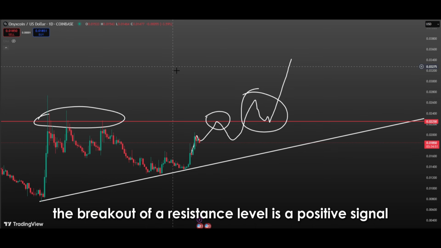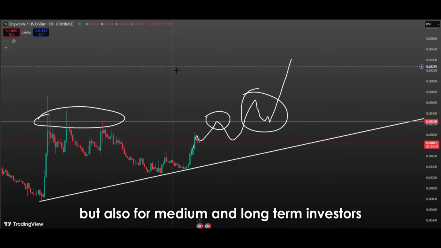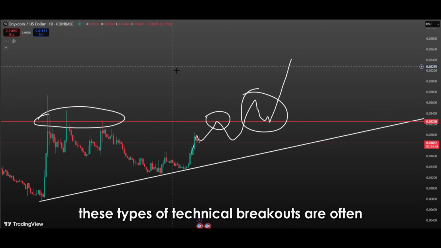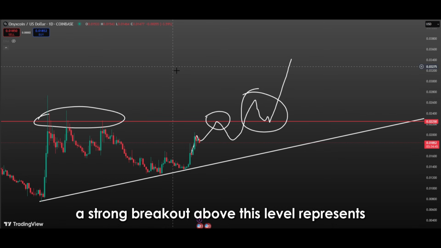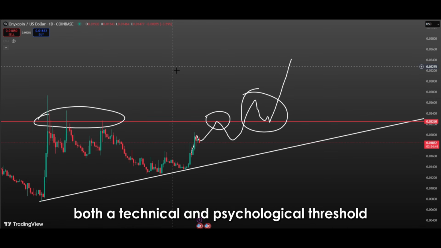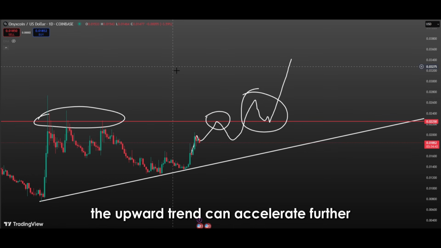Moreover, the breakout of a resistance level is a positive signal not only for short-term speculators, but also for medium and long-term investors. These types of technical breakouts are often interpreted as strong indicators of either a trend reversal or continuation. In this context, a strong breakout above this level represents both a technical and psychological threshold, and as new buyers enter the market, the upward trend can accelerate further.